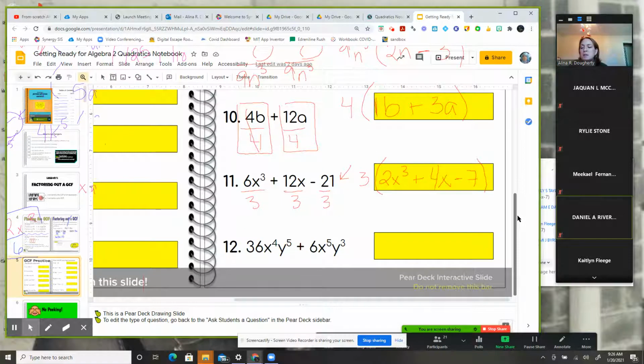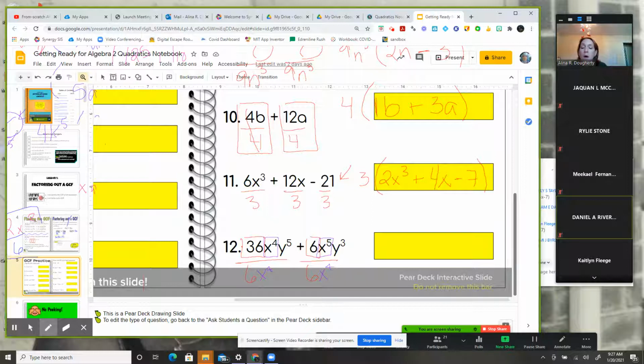All right, last question. This looks like a monster, but if we take it one step at a time, it'll be super easy. Look at the 36 and the 6. What's common to both of them? 6, absolutely. So we're going to divide by 6 and divide by 6. And then we look at the x's. So I've got x to the 4 and x to the 5. Which one has the smaller exponent? X to the 4th. So I'm going to divide by x to the 4th and x to the 4th.